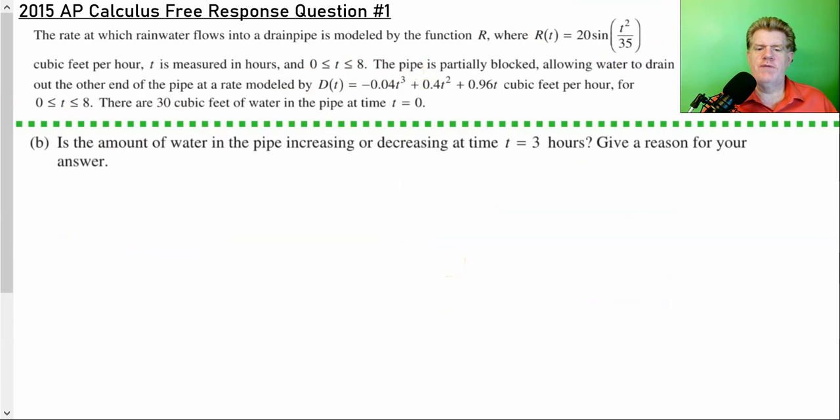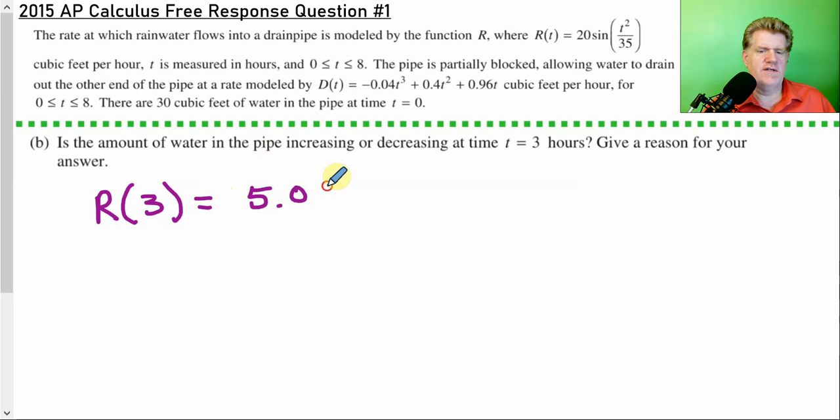Now, is the amount of water in the pipe increasing or decreasing at 3 hours? All right. So we know the rate entering. If I calculate the rate at 3, which I've already calculated over here, if you plug that into your calculator, the rate at 3 is this. So what is this telling you? Cubic feet per hour. So at that moment at 3 hours, the amount of water entering the pipe is changing at a rate of 5.086 cubic feet per hour.